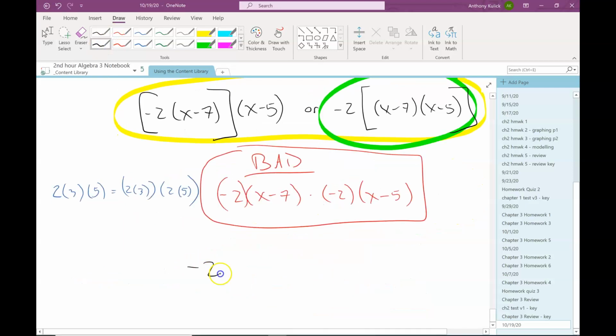And then I'll combine my like terms. -5 minus 7 is -12. And I just distribute that -2 through. And there we go. Everybody okay with that?